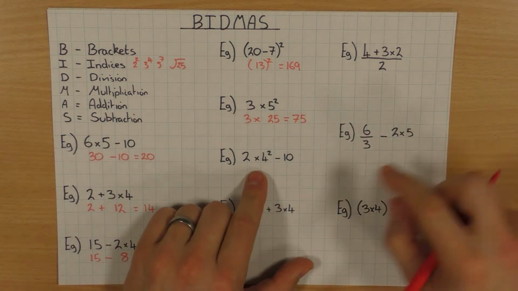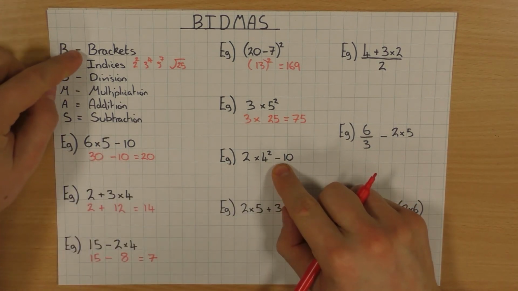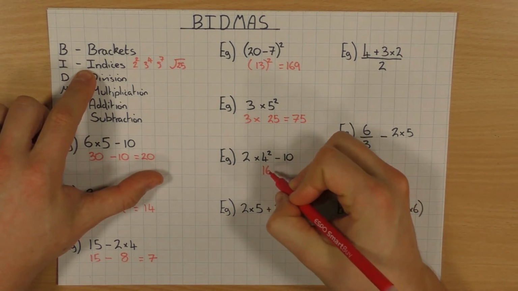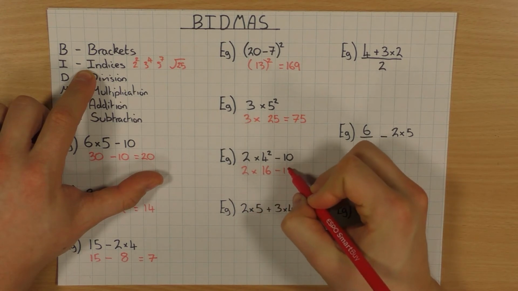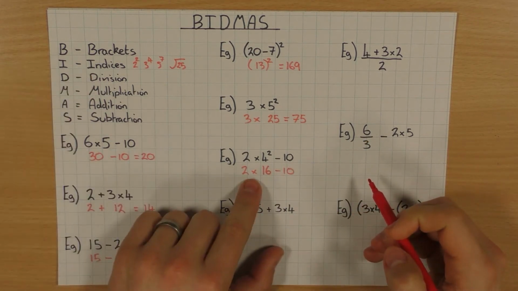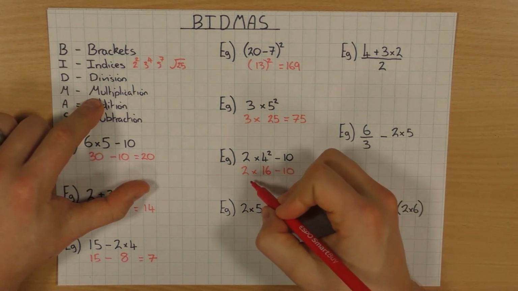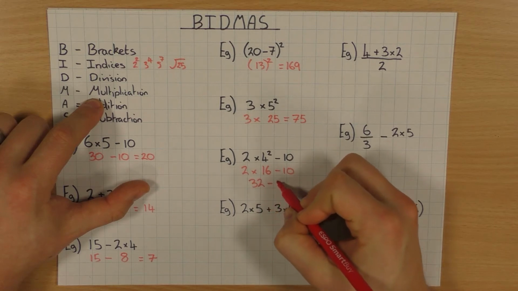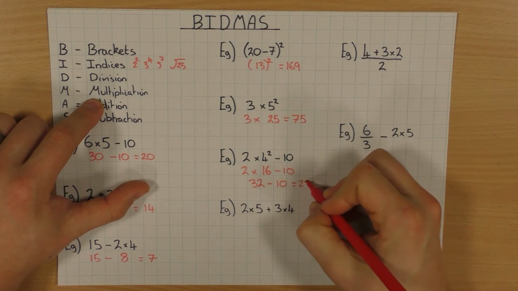Okay, a few more things going on in this one. I've got a multiplication, an indice, and a subtraction. The first thing on my list is indices, so I need to do that first. 4 squared, 4 times 4, is 16. Then I can bring the rest of it down. Then I'm left with multiplication and subtraction. Multiplication is before subtraction, so I need to do that first. 2 times 16 gives me 32, and then I can bring the minus 10 down and finish it off to get 22.